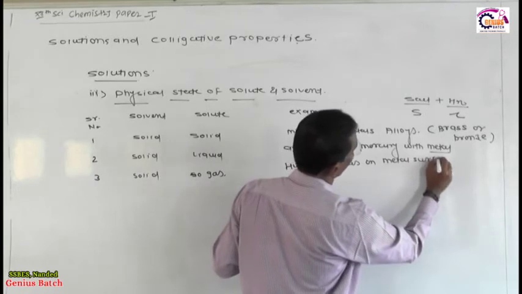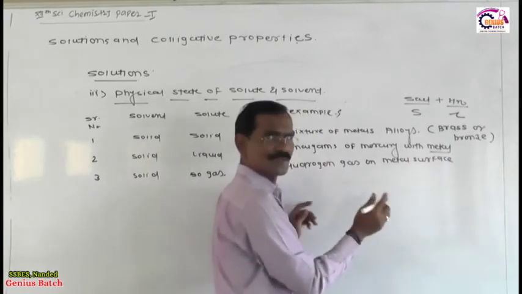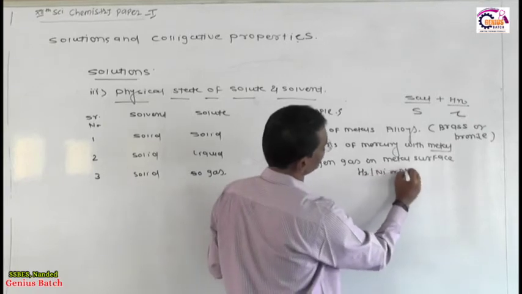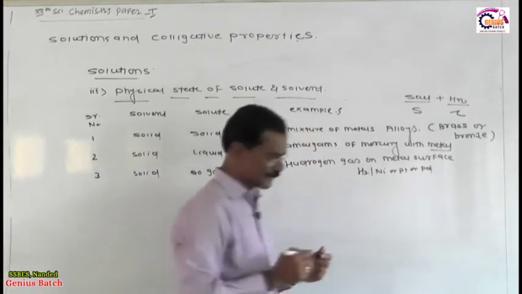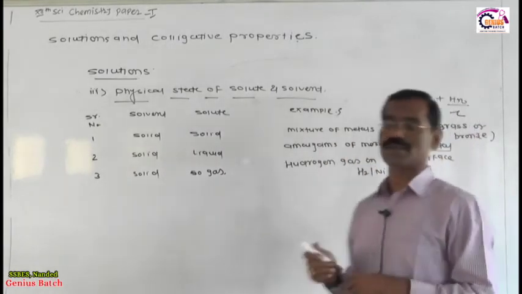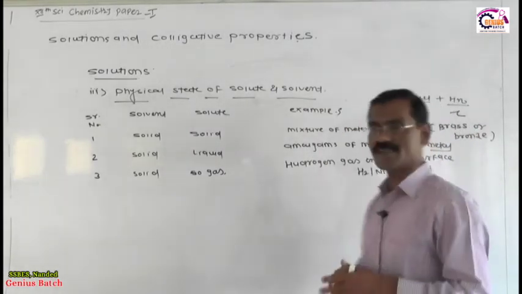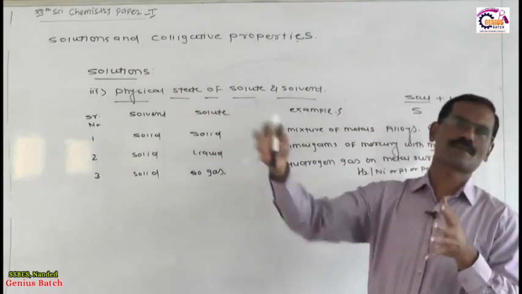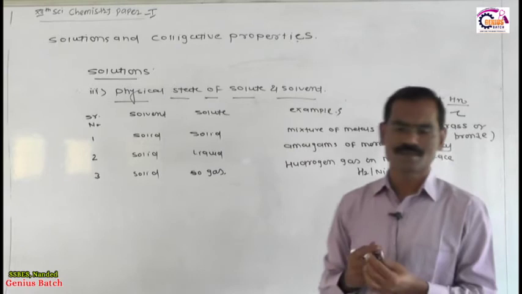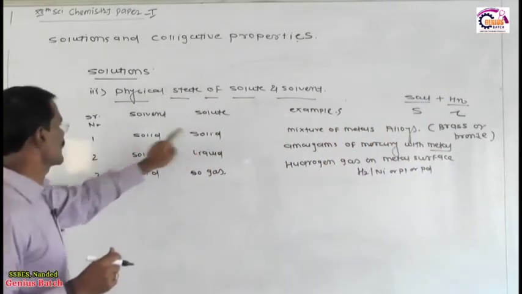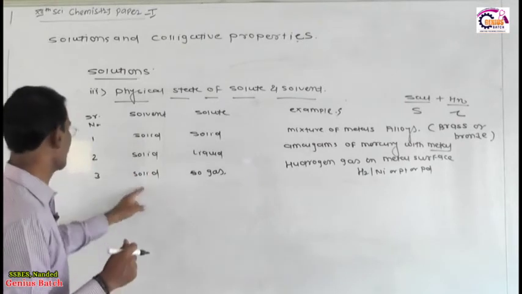You know, in organic chemistry you have so many reducing agents, for example H2 in the presence of nickel or platinum or palladium. This is a very beautiful reducing agent with very good reducing properties, because it first attacks the symmetrical double bond and never attacks the unsymmetrical double bond. This reducing agent has a very interesting property. So these are the first three types: solid in solid, liquid in solid, gas in solid.